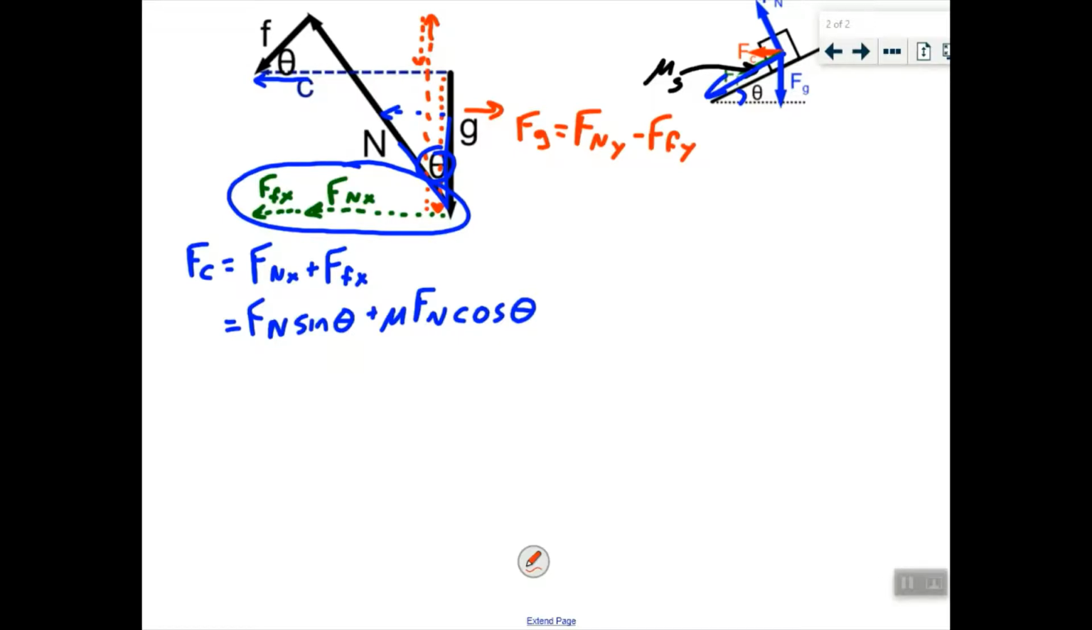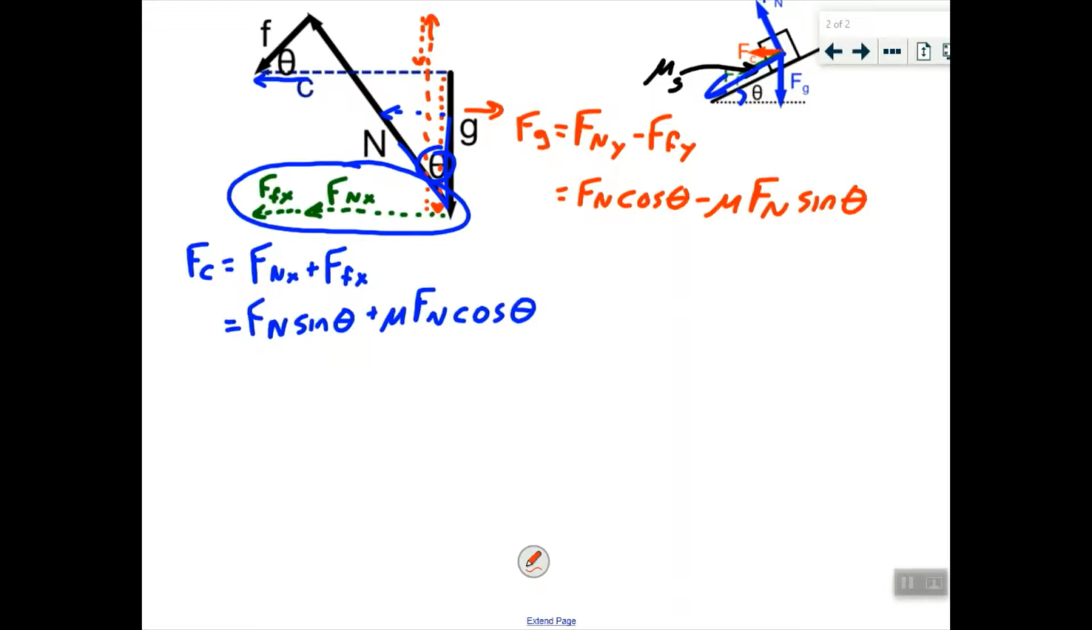I can play around with this a little bit because I want to solve for Fn. I know that Ff involves Fn, so I have to expand a little bit and say Fn, and this time Fn is going to be cosine theta, and it's going to be minus mu times Fn, and the y component of friction is, hang on, sine of theta. So that's what I have on the right side.